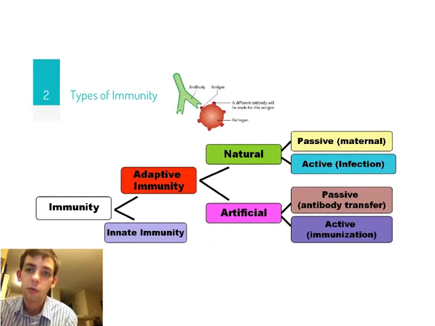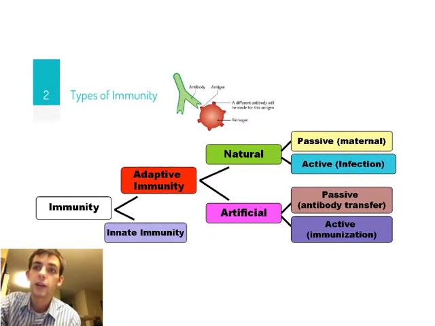Also, just to get more vocabulary out of the way, make sure that you're familiar with these key terms: antibody and antigen. An antibody is a molecule that can recognize a foreign object. An antigen is anything that will evoke an immune response, and typically these antigens are going to be pathogens.